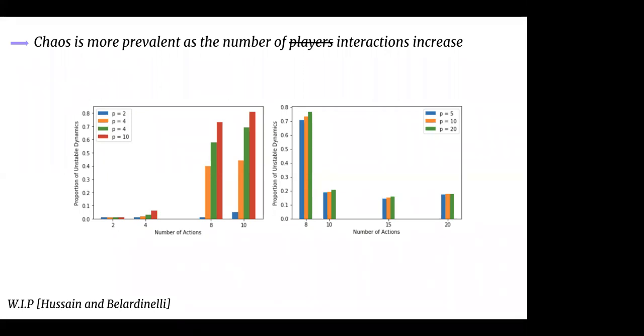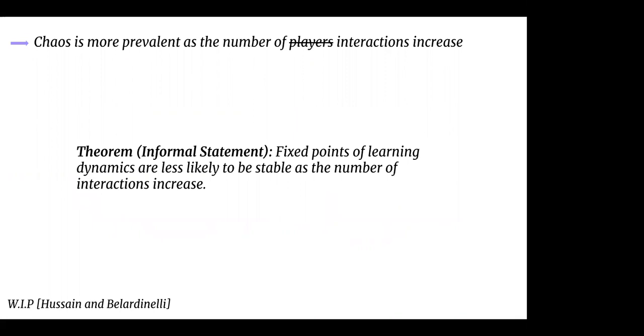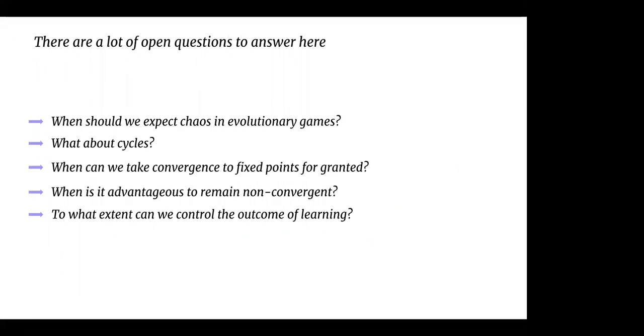So that's one thing that we're able to say about the chaotic dynamics that occur in learning. We're able to say that it doesn't depend on the number of players, it depends on the number of interactions. But there are so many questions that arise from this. This is repeating what I just said, but in a slightly more formal sense. The questions that arise are, okay, what else does it depend on? We've looked at the number of players, but how does it depend on the game itself?